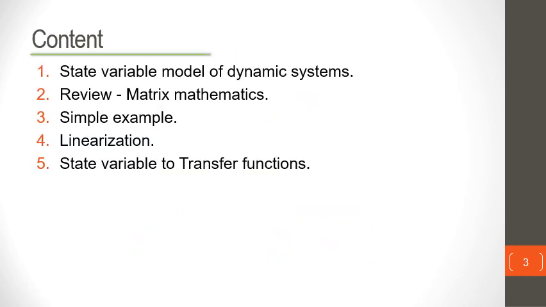Now we will look at what the state variable model of a dynamic system is. We have already reviewed matrices in preparation for that, how the maths of the matrix works. So if you have not done that yet, please go to the previous lecture to review how the matrices work. And we will look at a simple example of state variable representation. We will look at how you do linearization with state variable representation, and then how you can convert from the state variable to the transfer function model for a system.